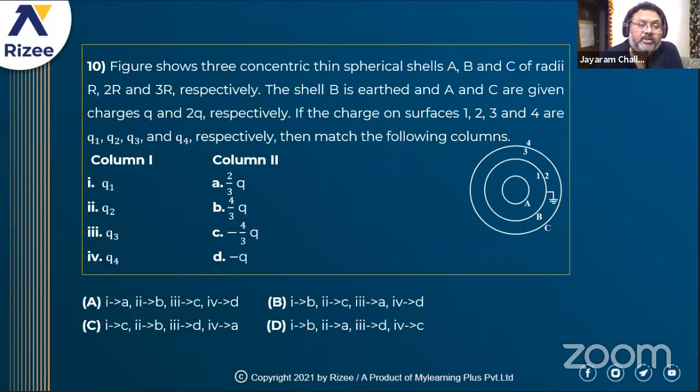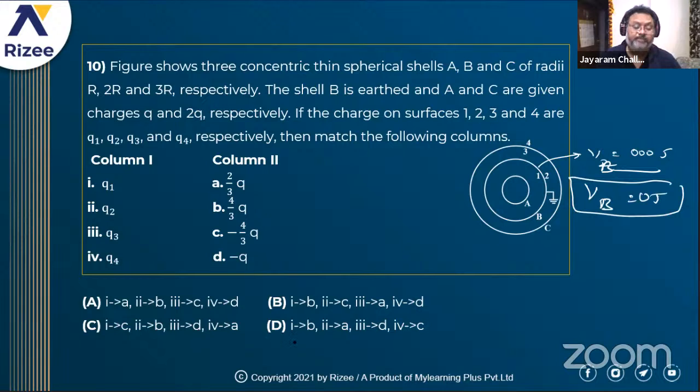So last one, the figure shows a concentric spherical shell. This has been earthed. In the sense, potential of the second one is equal to 0. So V2, that is VB, since it has been connected to the Earth, VB is equal to 0, or else let me write here VB is equal to 0 volts. This is the fixed value.